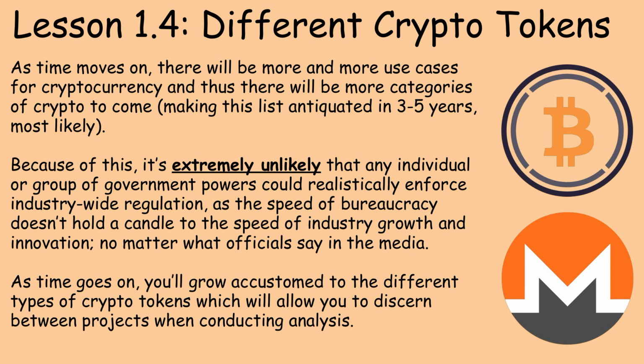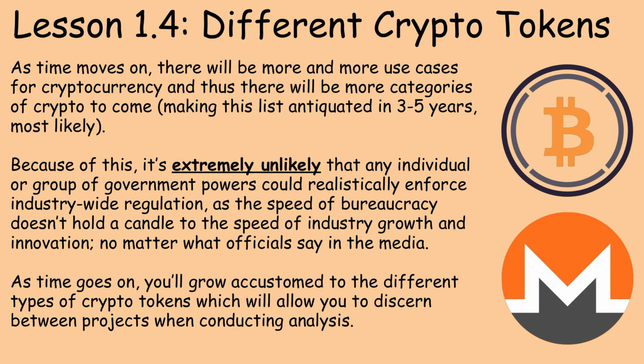So next slide here. As time moves on, there will be more and more use cases for cryptocurrency, and thus there will be even more categories of crypto to come, making this list that I just showed you antiquated probably in the next 3 to 5 years, most likely. And because of this, it's extremely unlikely, in my opinion, that any individual or group of government powers could realistically enforce industry-wide regulation, as the speed of bureaucracy doesn't hold a candle to the speed of industry growth and innovation, no matter what officials say in the media.